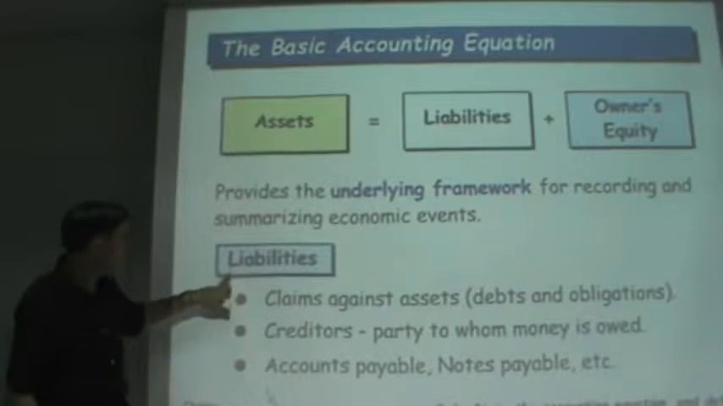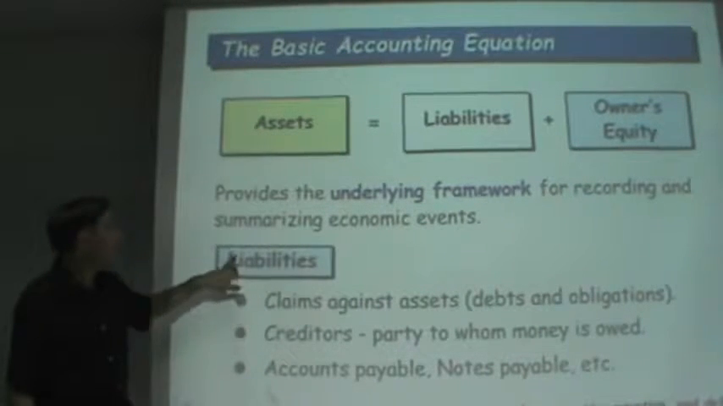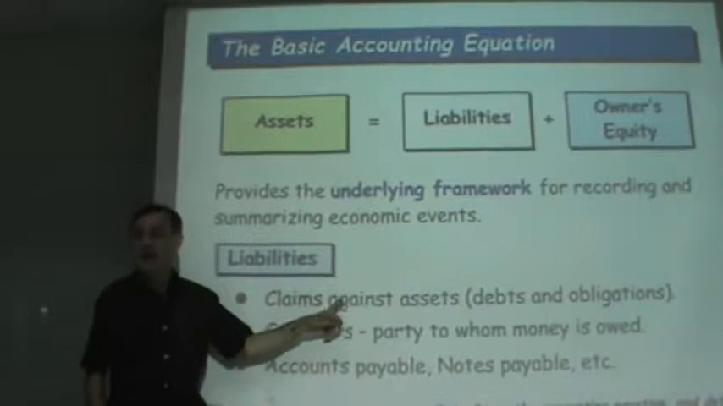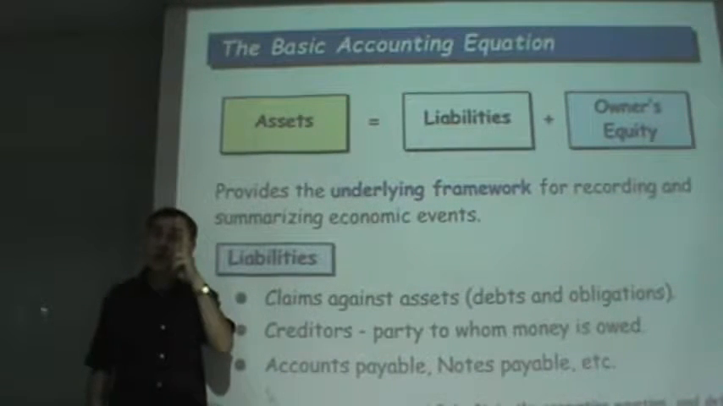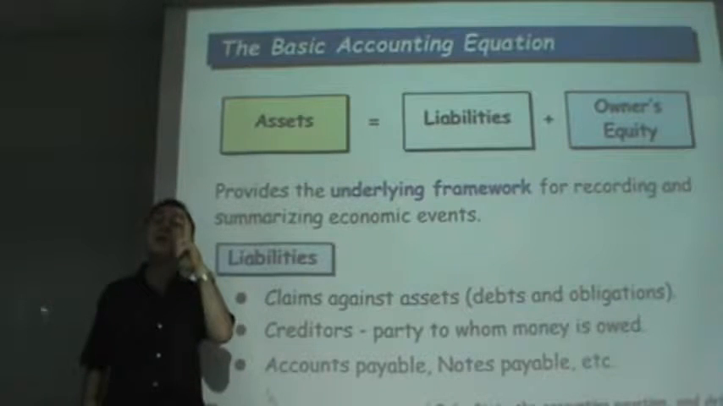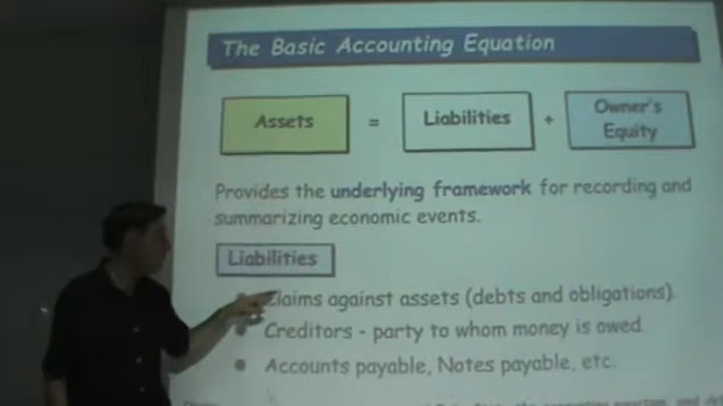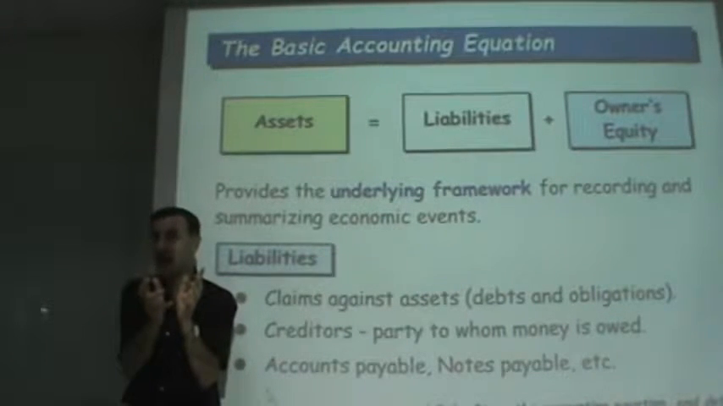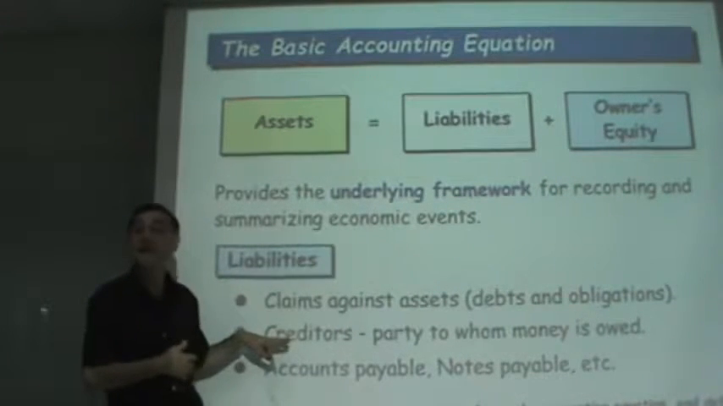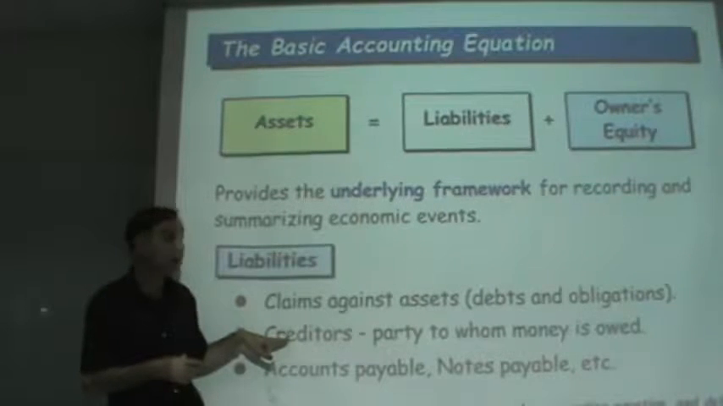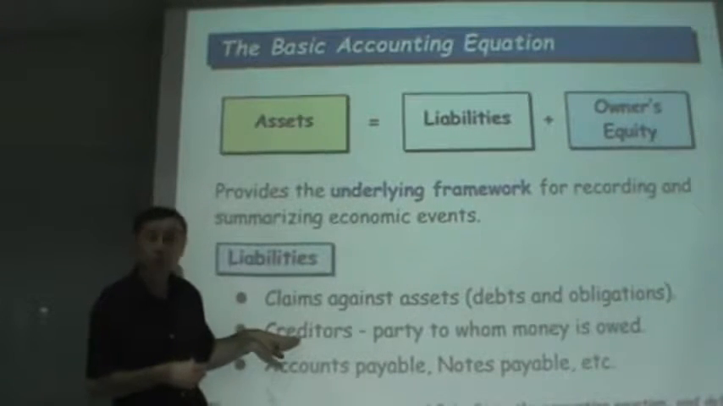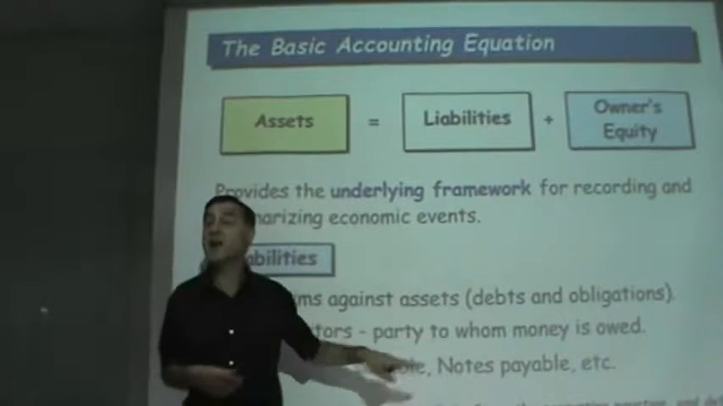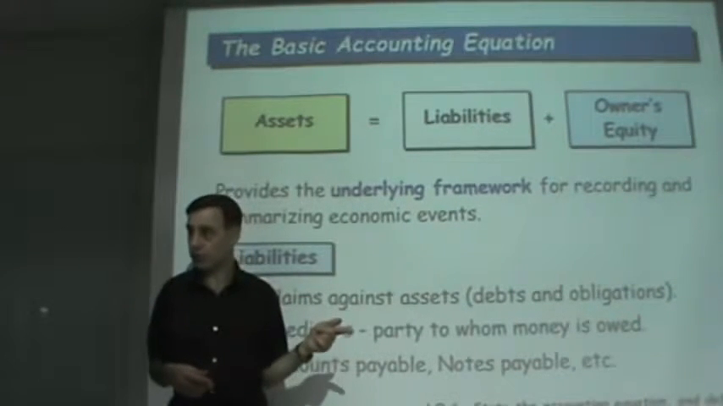Now we explain the liabilities. So, liabilities are claims against an asset. The way to think about liability is an obligation. An obligation. There are many ways to think about liabilities. Another way is that liabilities represent creditors. This is the party to whom money is owed.